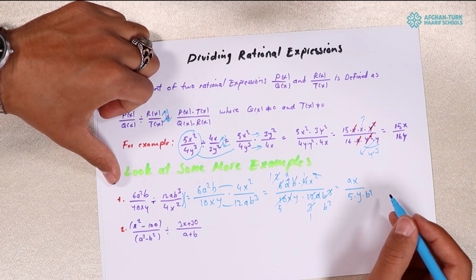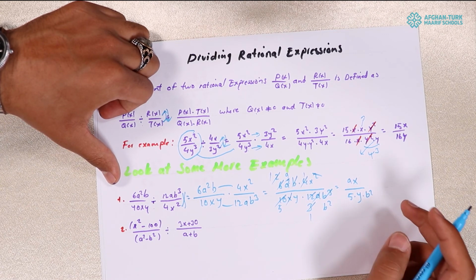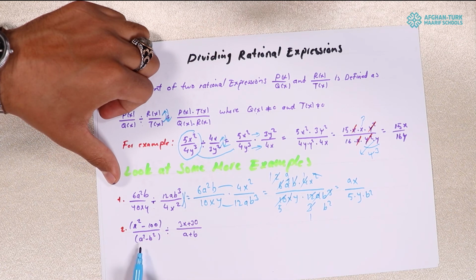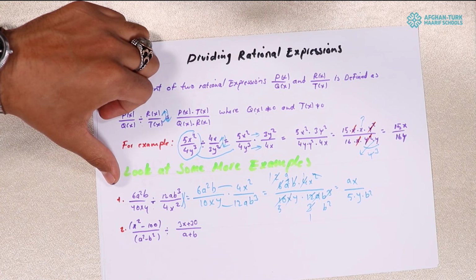Okay, did you understand? Okay, let me go through the second question. We have x squared minus 100 over a squared minus b squared, okay? Divided by 3x plus 30 over a plus b.